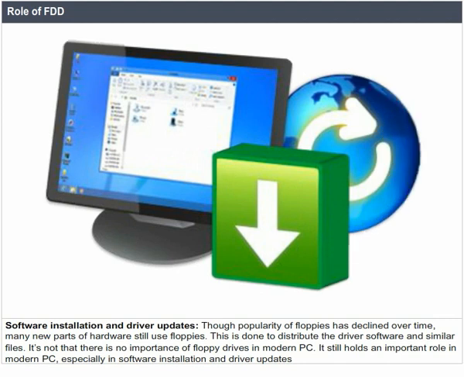Software installation and driver updates. Though popularity of floppies has declined over time, many new parts of hardware still use floppies. This is done to distribute the driver software and similar files. It's not that there is no importance of floppy drives in modern PC. It still holds an important role in modern PC, especially in software installation and driver updates. Operation of FDD.